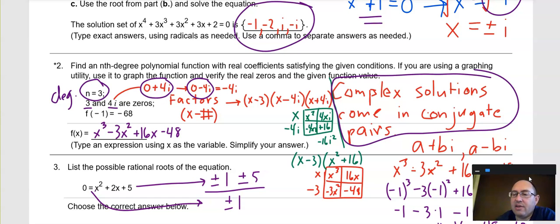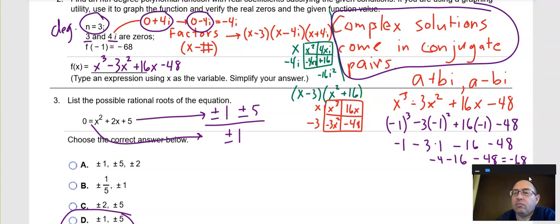If you wanted to see that a different way, a plus bi, a minus bi. They're not opposites, folks. They are conjugates. Now, I do understand that 4i and negative 4i look like opposites also. True.